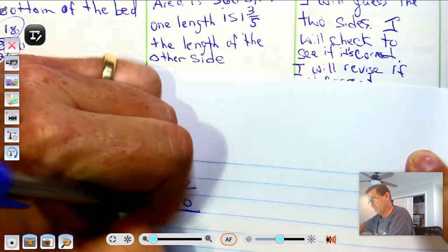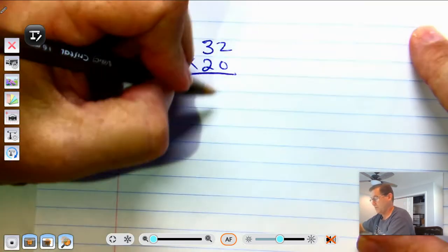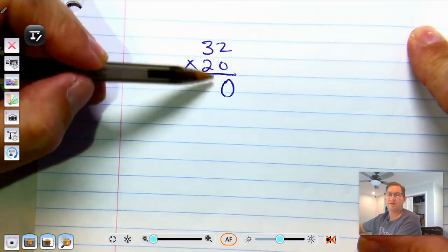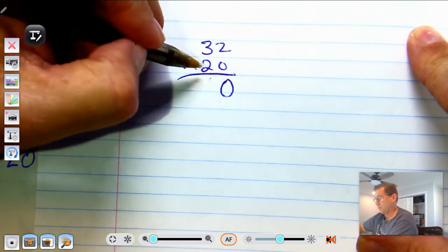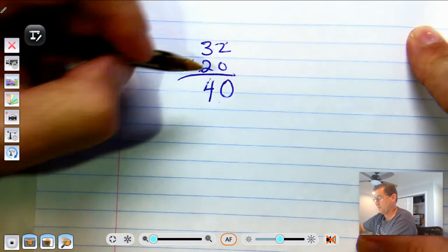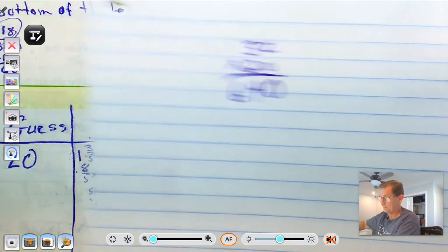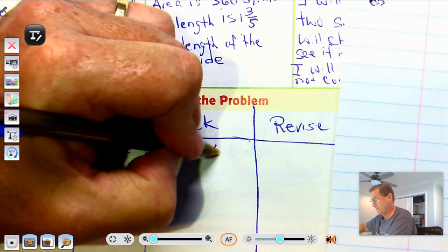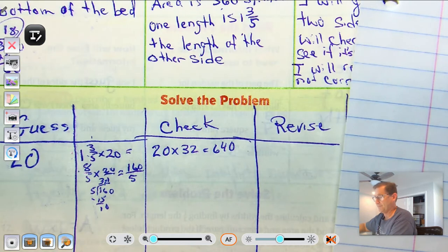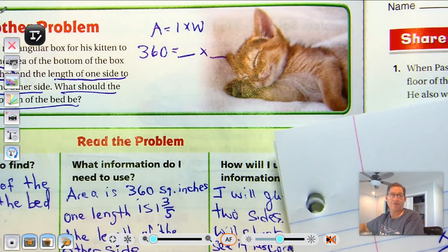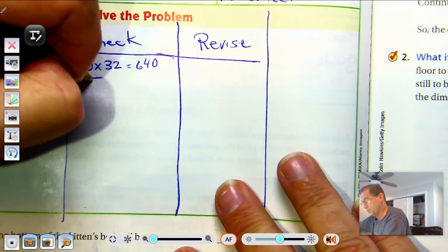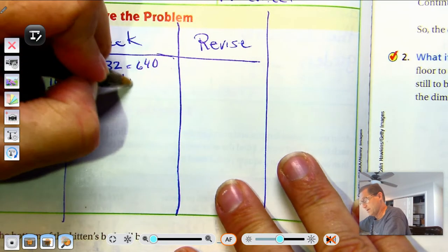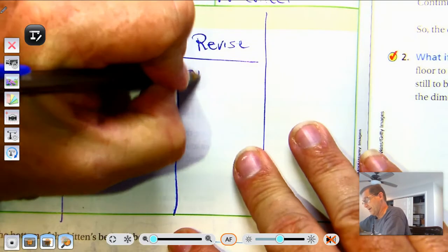32 times 20. Well, I know that anything times a multiple of 10 has to end in 0. So 2 times 32, 640. 640 square inches. That is too big because it was supposed to be 360 square inches. All right, so too high, try a shorter length.